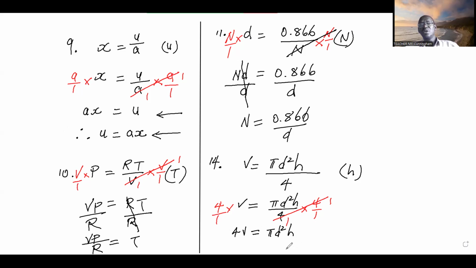And now we're just finding for H. Because we are multiplying all these letters together, we divide by the ones that are next to the H, which is pi D squared. Whatever you do on one side, you do on the next side, pi D squared. So these will cancel. So H is equal to 4V over pi D squared. Anybody lost? Everybody okay? Yes, sir.